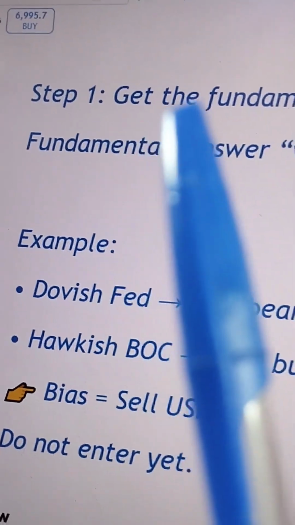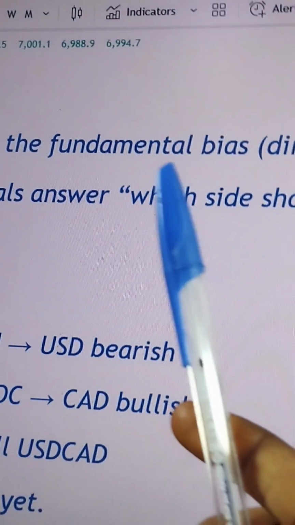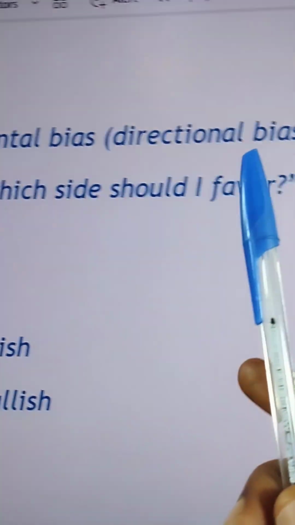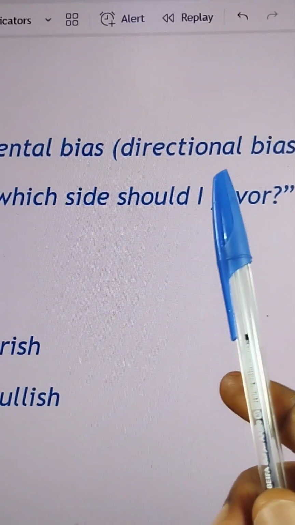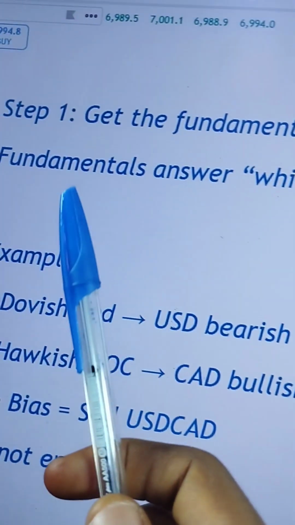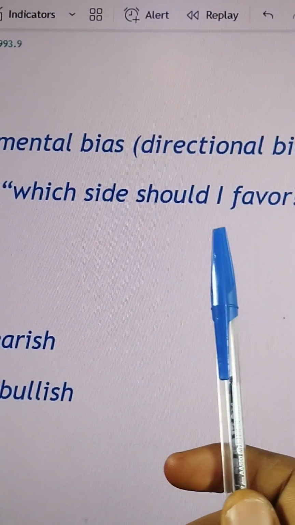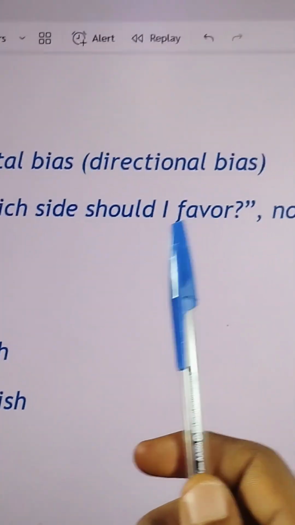Step 1 on how to connect your fundamental to technical charts. First of all, you need to get your fundamental buyers, which is your directional buyers. And how can you get these directional buyers? You need to understand that fundamentals answer this question: which side should I favor?